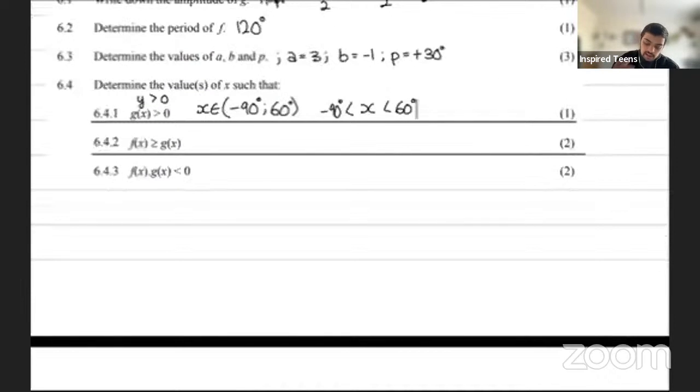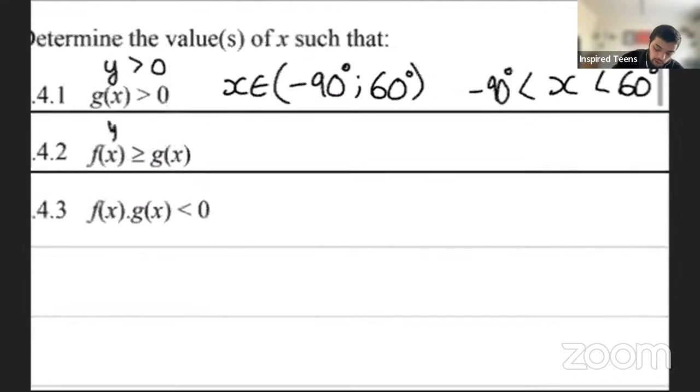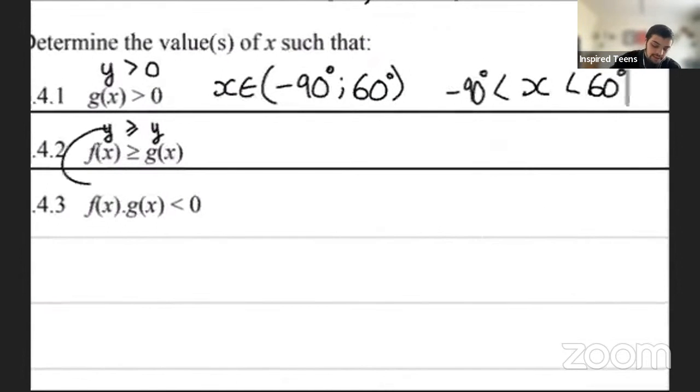F of x is greater than or equal to g of x. Remember what we know this to mean is y is greater than or equal to y, meaning one graph is above the other, because when y is greater than another y value, that means it's above it. When y is less than another y value, that means it's below it. So where is f of x's y values greater than or equal to g of x's y values, which basically means where is f of x above g of x. Essentially, that's what that means.